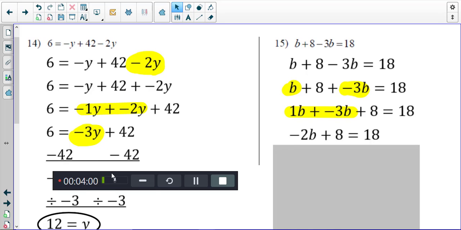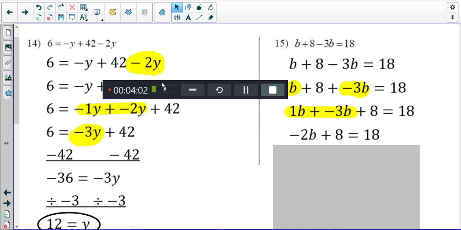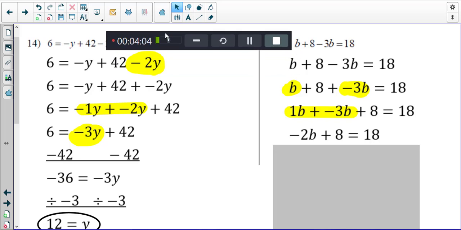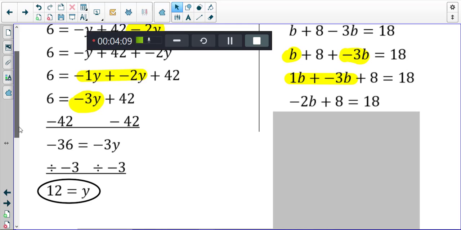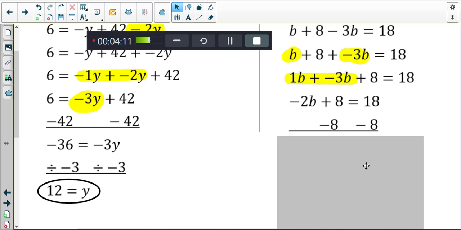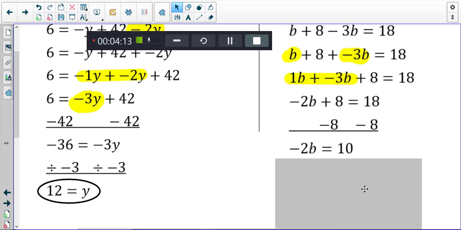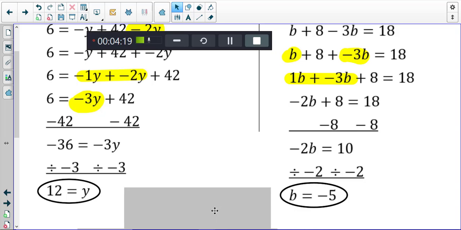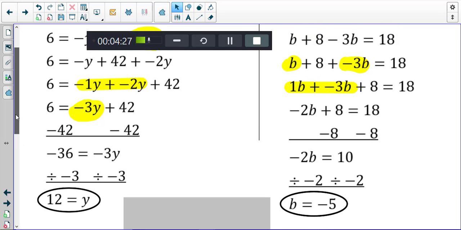Like the last question, our goal is to get this into a two-step equation that we know how to solve. So at this point, the inverse of adding 8 is to subtract 8, so we'll do that to both sides. That's going to get us -2b equals 10, and then divide both sides by -2. 10 divided by -2 is going to get us -5 for our solution. So just like the last question, simplify first, get it to a two-step equation, and solve from there.